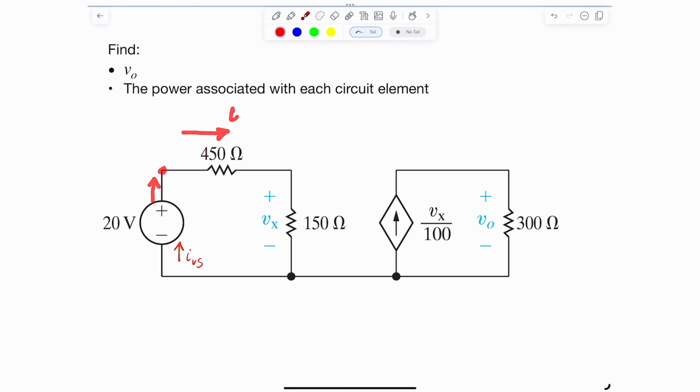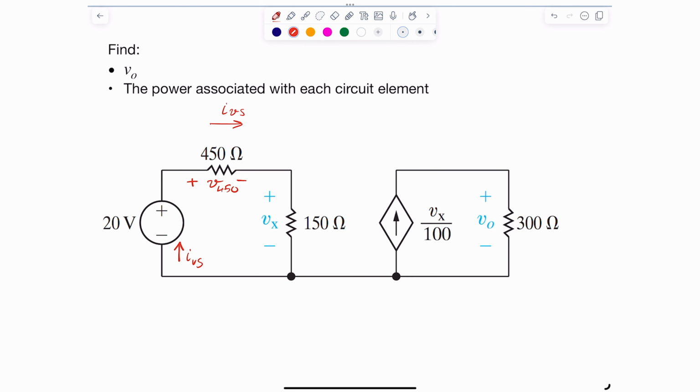For this resistor, we can say it has a current I 450, but knowing KCL, we know that the current going in is equal to the current going out. So it is technically the same I of V of S. I'm just going to highlight it as this is I of V of S. And of course, we need to identify the voltage drop across it. I'm going to say this is V450, for example.